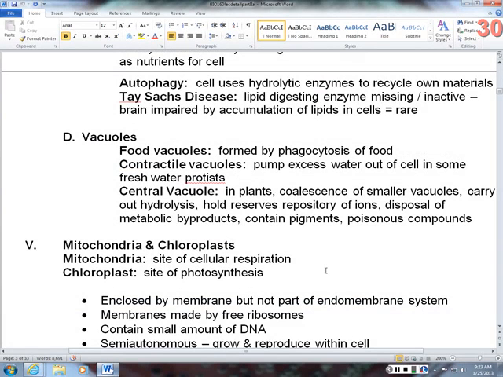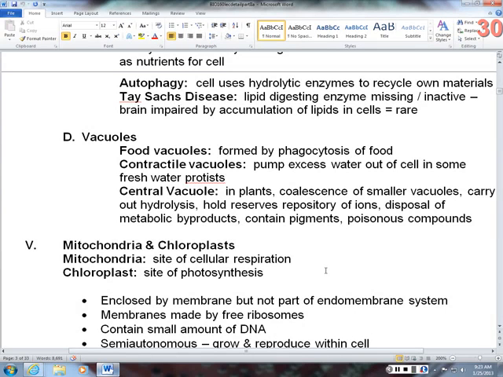We have contractile vacuoles that are going to pump excess water out of the cells. This is something you'll see in freshwater protists, little single-celled organisms that live in fresh water. They need to pump the water out so that they don't take in too much water and burst.